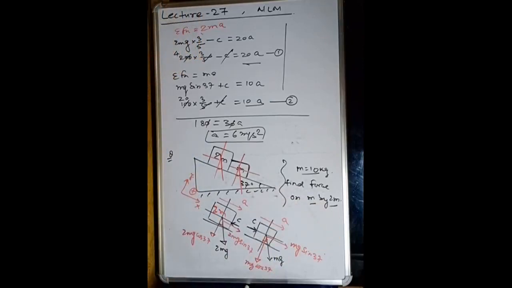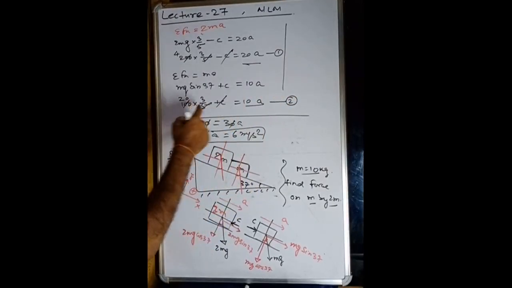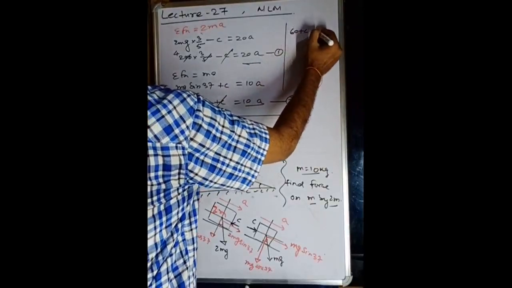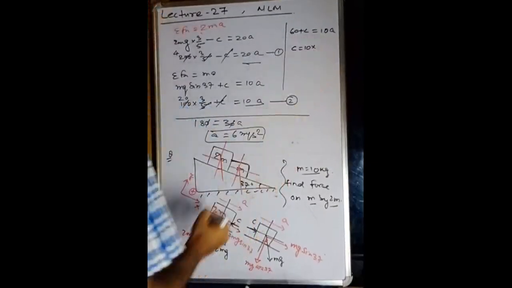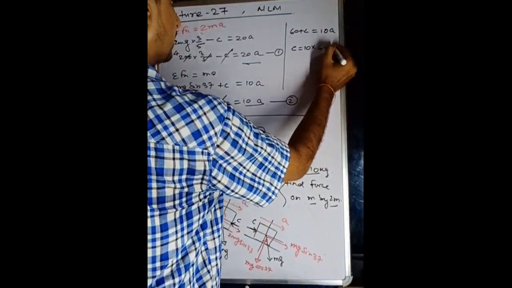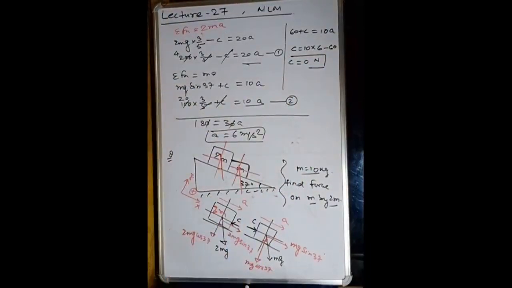For the calculation of C, you can take any of the equations, this one or this one. Equation 2 will give you 60 plus C equals 10a. So C equals 10a minus 60, with a equal to 6, so you can see it is 0 Newton. Of course, if both the bodies are moving with the same acceleration, then how is it possible that one body will apply force on another body? Okay.